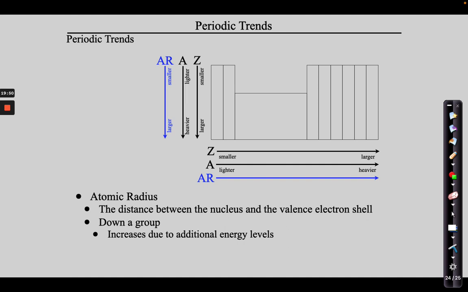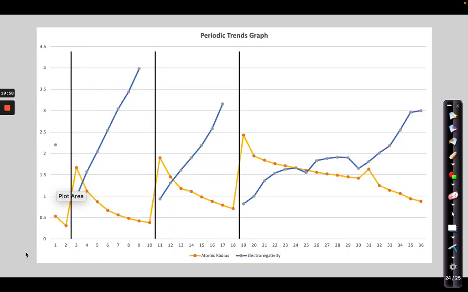All right, now you guys already knew this. You just didn't know that you knew this necessarily. Does this look familiar? Hopefully it does. This is the graph that you made. The yellow lines represent our atomic radius. Where do you see this represented on this graph?